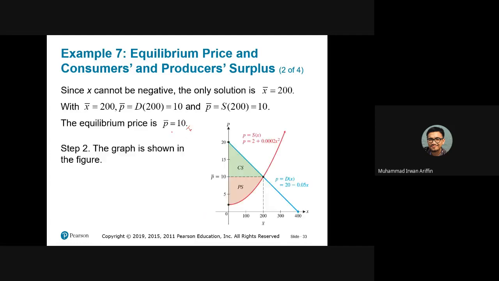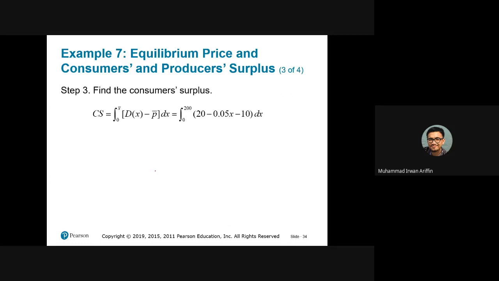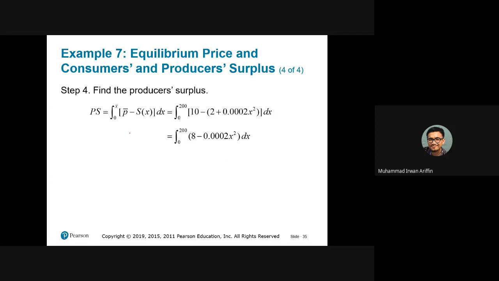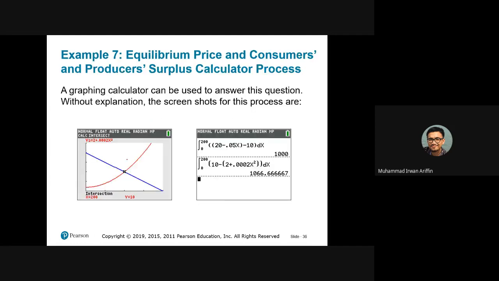Now that you have solved for the equilibrium price and quantity, you can sketch the graph. It will look like this, and this will be the area that you want to solve, the consumer surplus and the producer surplus. To find the consumer surplus, just like last time, simply take the demand equation, subtract the market price, the current price, and then evaluate the antiderivative at the upper limit and the lower limit. This is the equilibrium quantity. Then to find the producer surplus, we simply take the area under the market price and subtract the area underneath the supply equation. So I think that's it.